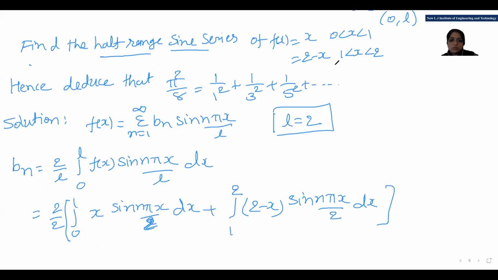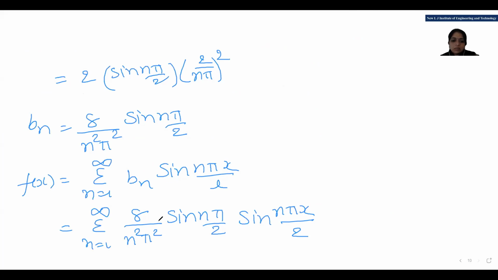But we want to deduce this equation only. For that, we represent this equation in the series form by substituting n equal to 1, 2, 3. So for that, first we take 8 upon pi square common. Okay, 8 upon pi square common. And then if I put 1, 2, 3 respectively, then my first term is sine pi by 2 into sine pi x by 2 upon 1 square. And then for 2, then for 3, right?